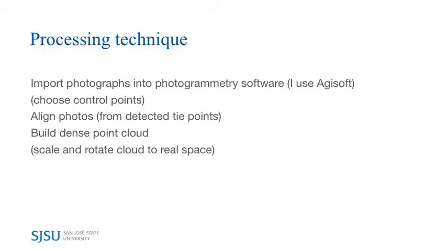The processing is very simple. You import all the photos into a software called Agisoft, and all the students did this in the classroom. The photos realign themselves to detect these tie points, the red dots you saw on the previous slide, and it builds something called a dense cloud. That dense cloud then allows you to scale and rotate your image in real space.